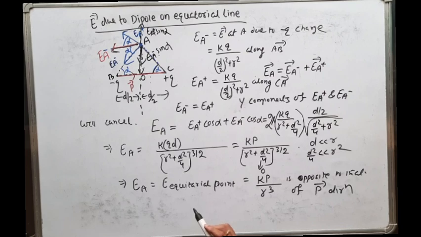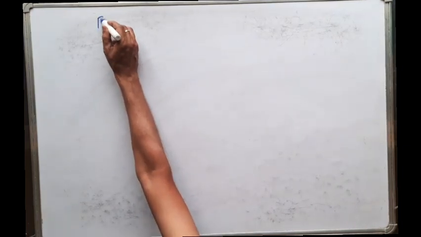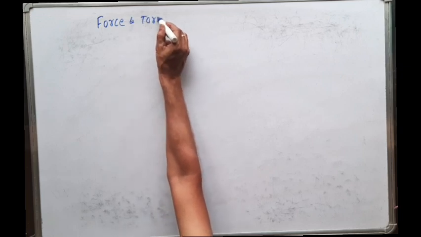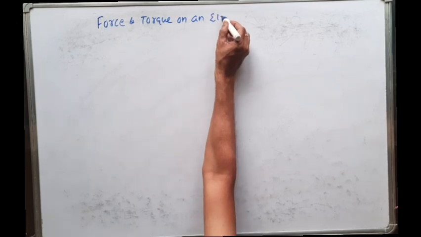So we derived the electric field intensity at the axial point and also at the equatorial point. So next is your force and torque on an electric dipole.